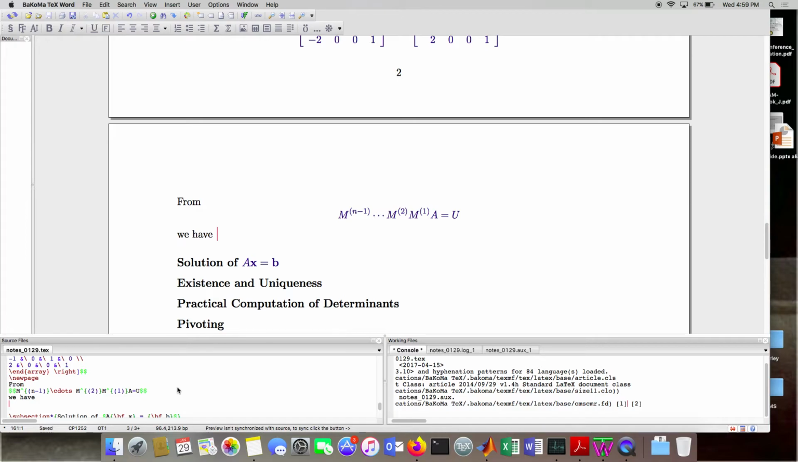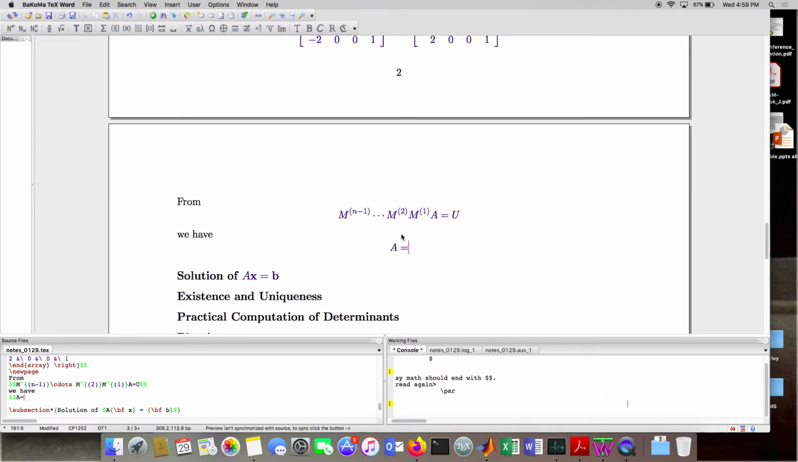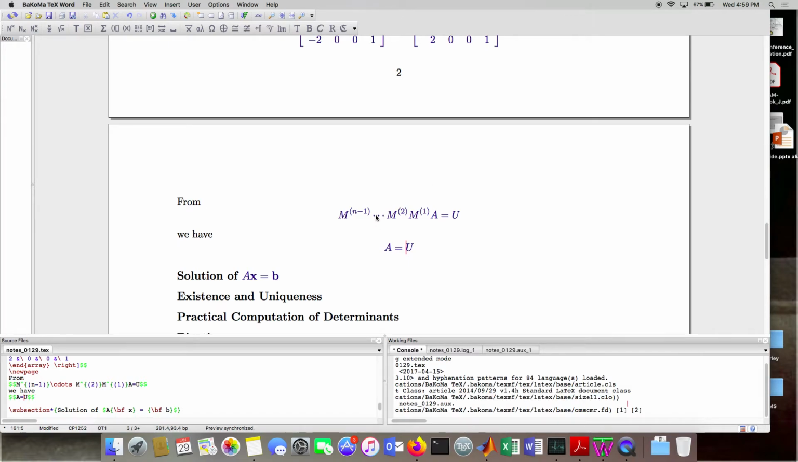Okay. I'm going to multiply on the left by the inverses of these, so to cancel them out. So I end up with A is equal to... So first I multiply on the left by M minus 1.